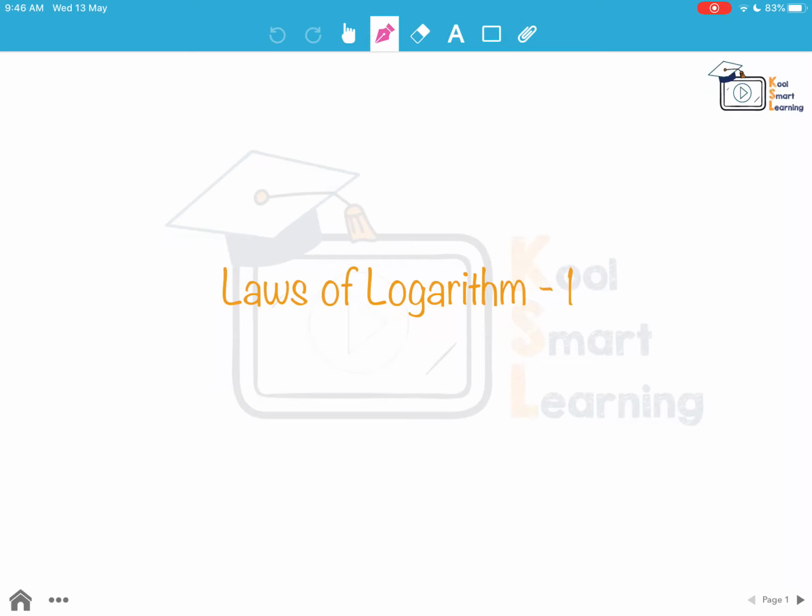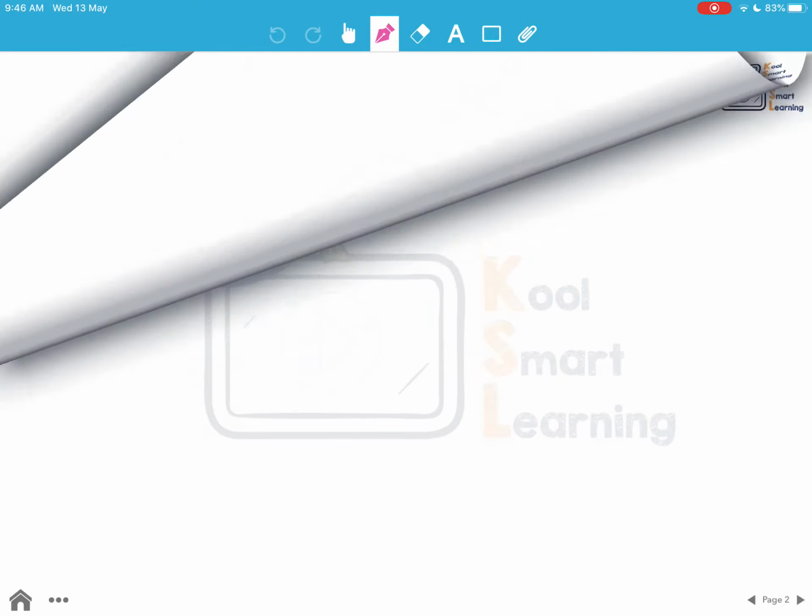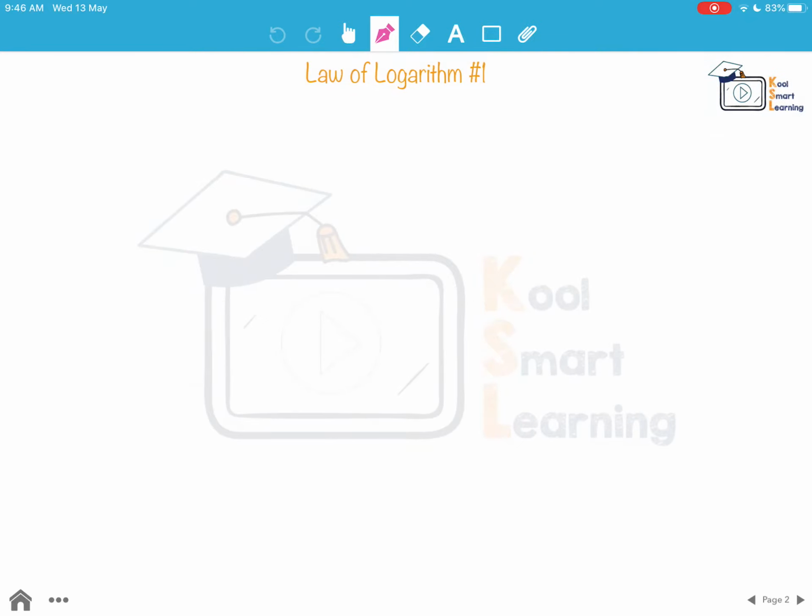Hello friends, in this session we are going to discuss some laws of logarithm. We've already talked about what is logarithm and certain important facts about logarithm. So now here we are going to discuss some laws. So friends, these laws are nothing but some properties of logarithm.